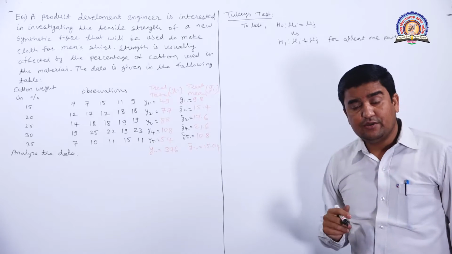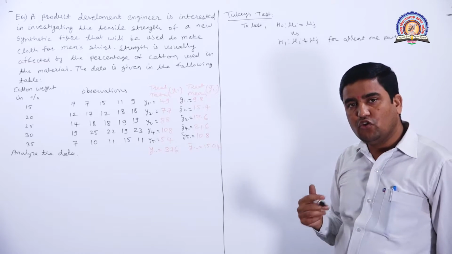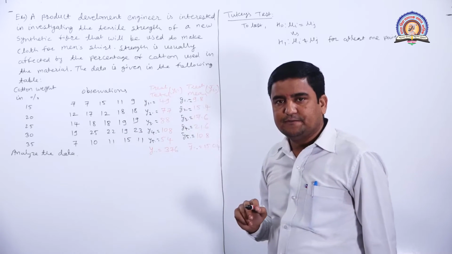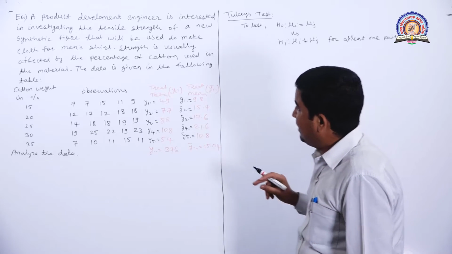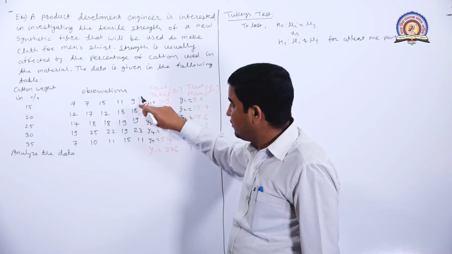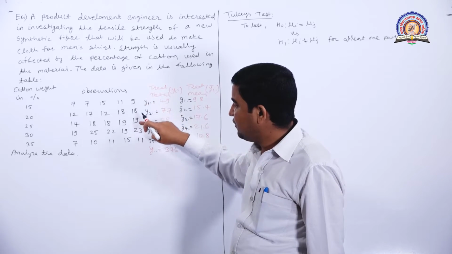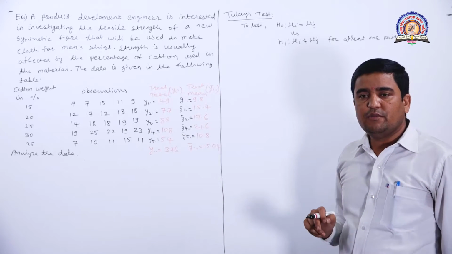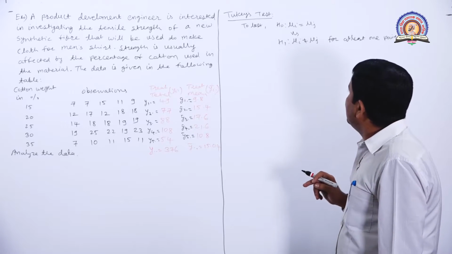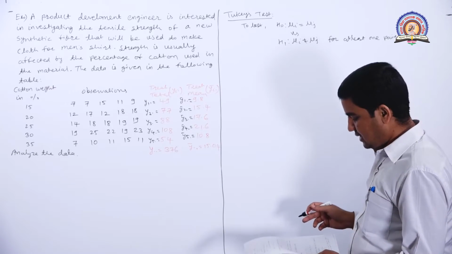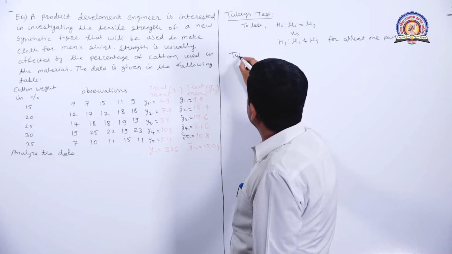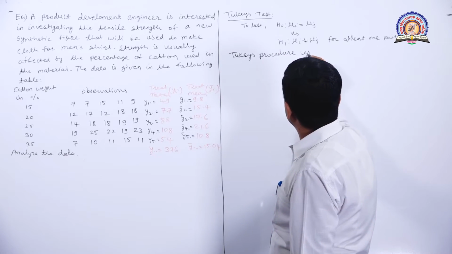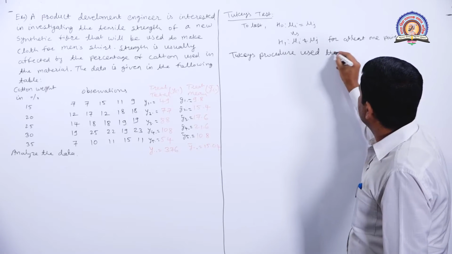In ANOVA, when H0 is rejected, then we go for pairwise comparison. Here, in this example, our H0 is rejected, so we want a pairwise comparison, whether there is a significant difference between these 2 treatments. All pairwise comparisons will be done using this Tukey's test. Tukey's procedure uses the studentized range statistic.